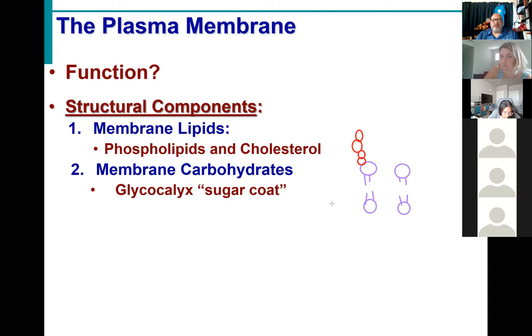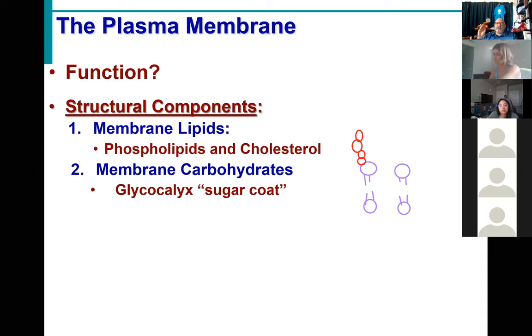What's the advantage of putting carbohydrates on the outer surface of our cell? What might it do? Well, what happens when you get sugar on your hands? True, it could provide energy, but if it's on the outside, is that really helping the cell? It might help something else, but it doesn't help the cell, right? What happens to your hand when you get sugar on the outside of your hand?